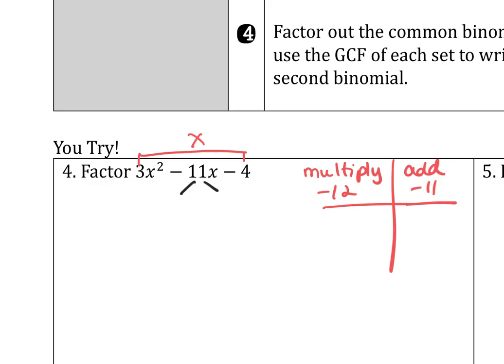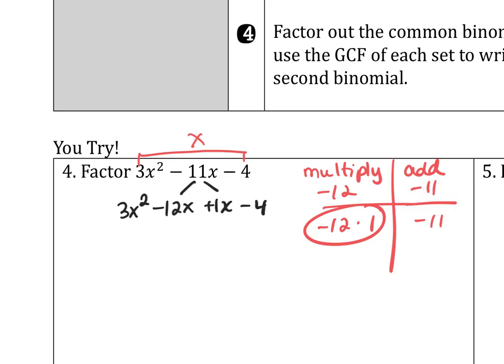So remember, if they have to multiply to a negative, that means the signs have to be opposites. Very good. So what's going to multiply to -12 but add to -11? -12 and 1. Very good. That would add to -11. So we're going to use those two terms to rewrite the -11x. So we're going to rewrite that as -12x plus 1x. Bring down the -4. Bring down the 3x squared.